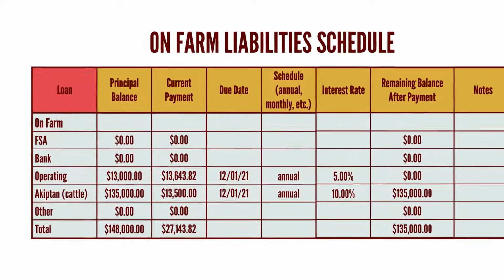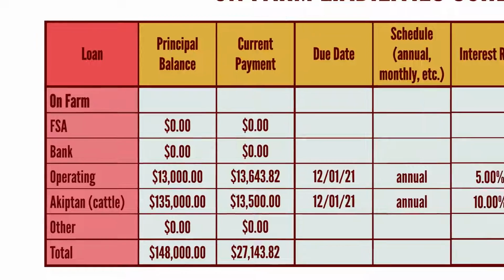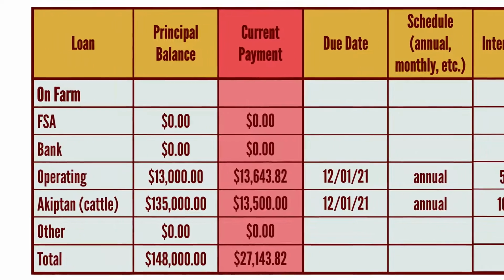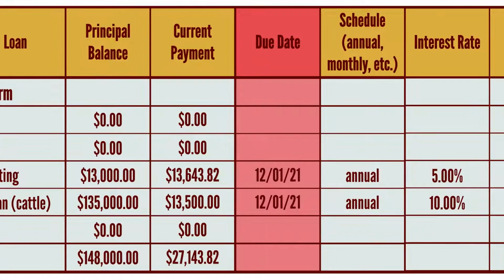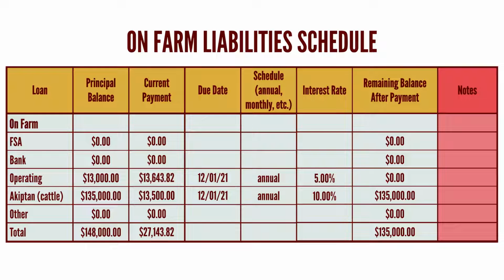Next is your on-farm liabilities schedule. This lists all of your debts and follows the current, intermediate, and long-term rules around the time frame. In your list of liabilities, you want to include the payment amount, the due date, interest rate, principal balance, and what the note is for.